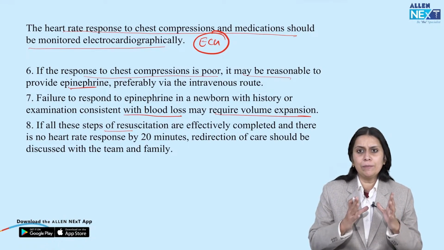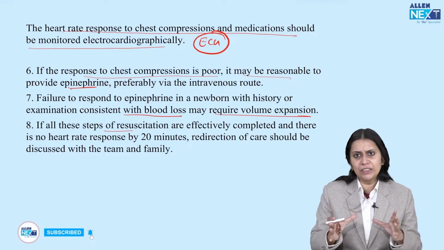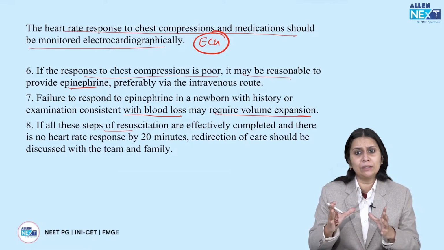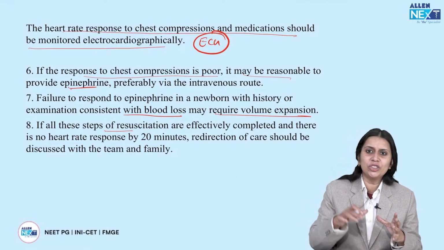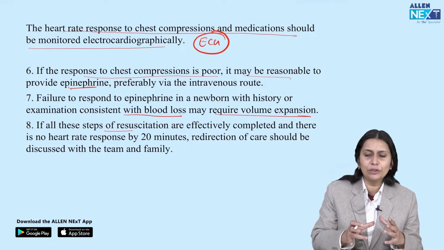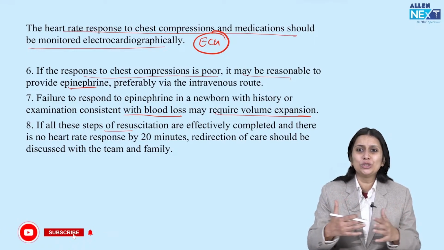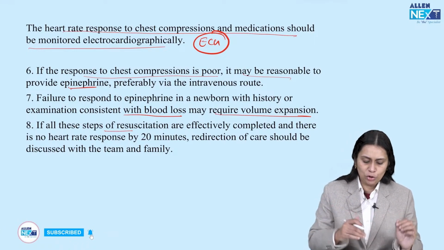So in a newborn, the first thing we do is ventilation. If ventilation and corrective measures do not improve the child or the heart rate, then we add chest compression. If chest compression is also not improving, then we add epinephrine. Then we add fluids and blood. This should be the sequence. Got my point? In newborn resuscitation.